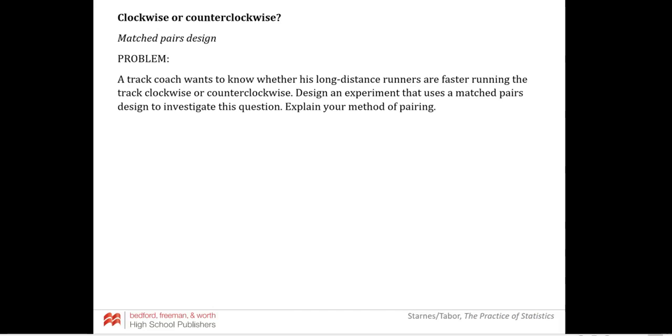Okay, clockwise or counterclockwise. A track coach wants to know whether his long distance runners are faster running clockwise around the track or counterclockwise. Design an experiment that uses a matched pairs design to investigate this question. Explain your method of pairing. So, matched pairs. What are we going to do here? It doesn't say anything about the runners, so I don't know if we should try to match the runners by grade level or something.